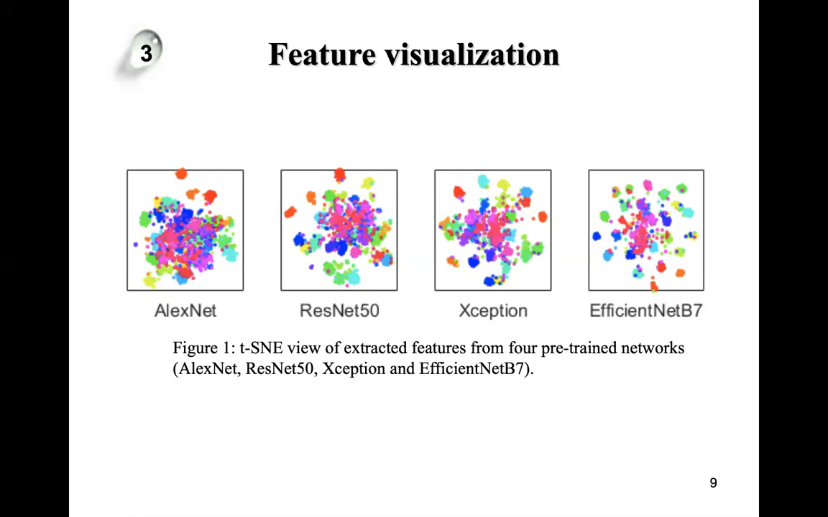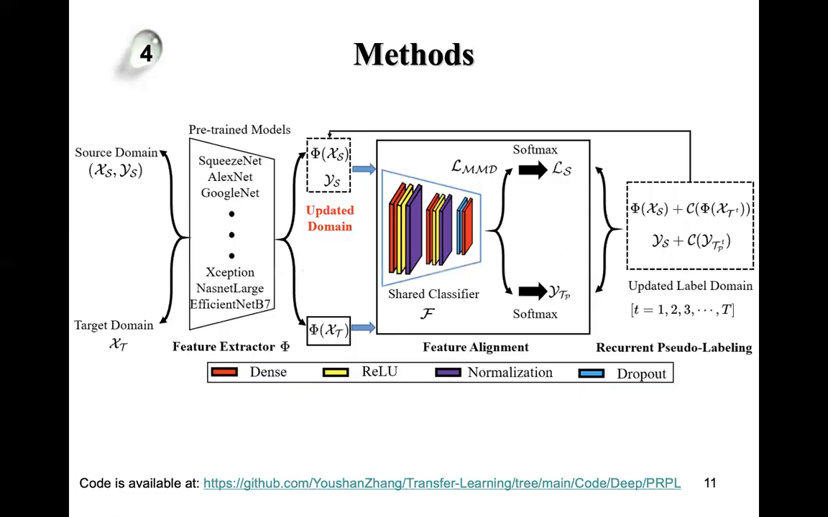So in order to solve this problem, in our paper, we proposed a model called pre-trained feature selection and recurrent pseudo labeling. As you can see in this architecture, we first select the best pre-trained features from all 16 different neural networks. After we extract features Xs and Xt here, we put them into the feature alignment process by minimizing the MMD loss and the source domain cross entropy loss.